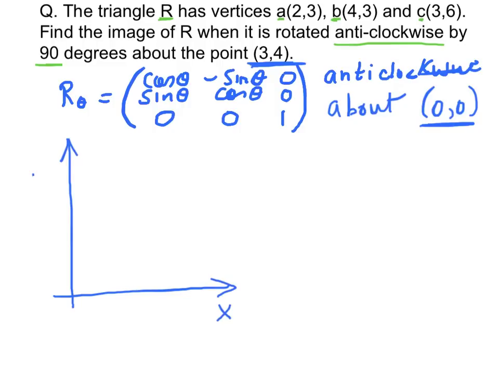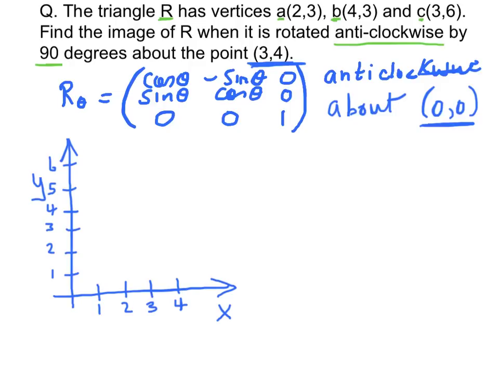Here you've got X and here you've got Y. Now the coordinates are 2, 3 and 4, 3. So we need to go up to 1, 2, 3, 4 on the X. And on the Y we need to go to 6: 1, 2, 3, 4, 5, 6.